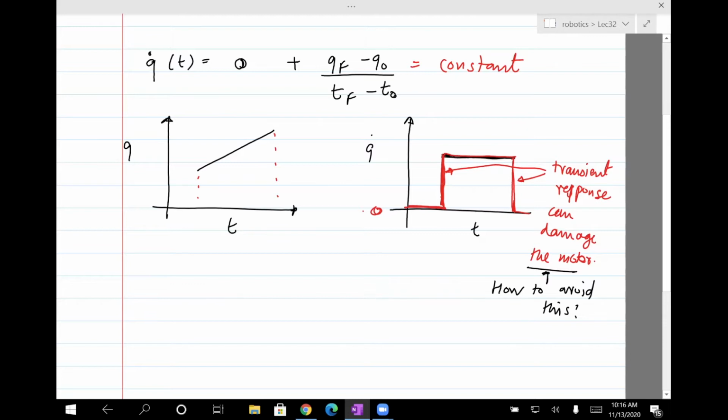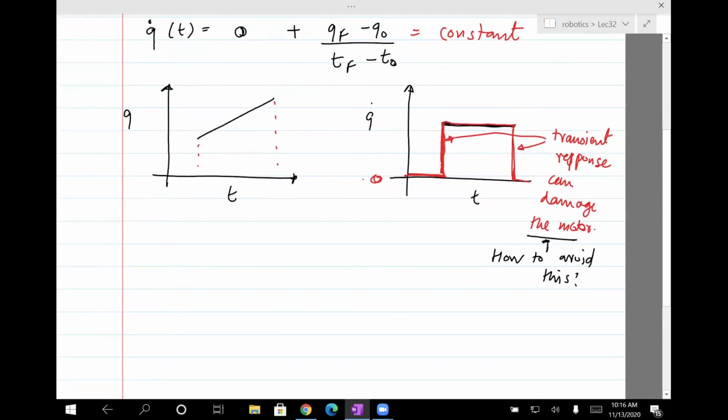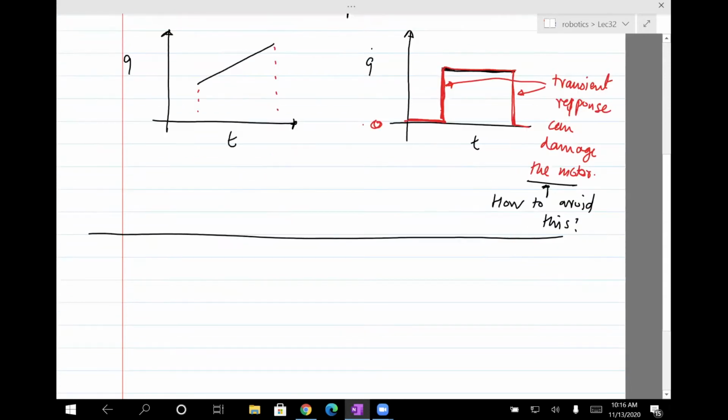Okay, so one way of avoiding this is we, in addition to specifying that the positions at the end points are specified, we also specify the condition that the velocity at the end points are essentially zero. So to fix this, what we do is we say q of t0 is equal to q0. Q of tf should be qf, right? This we already have.